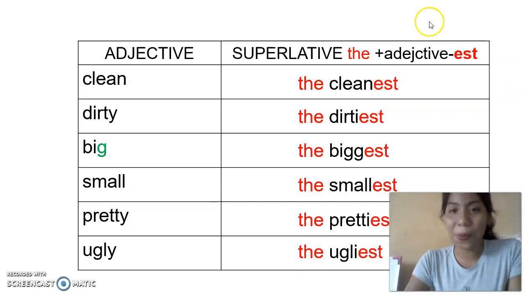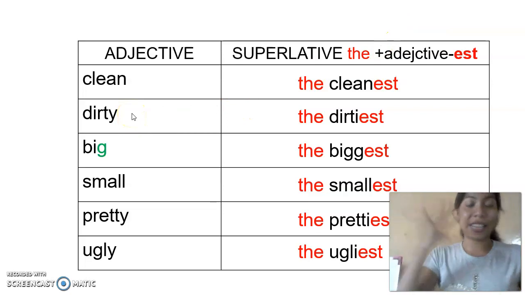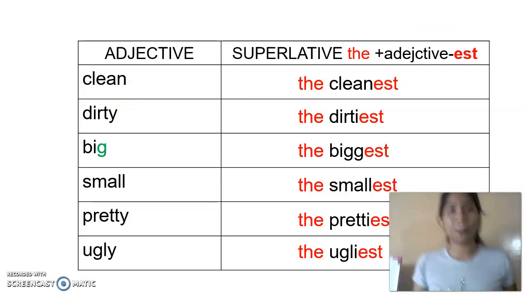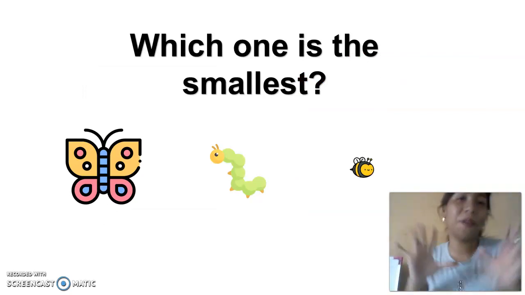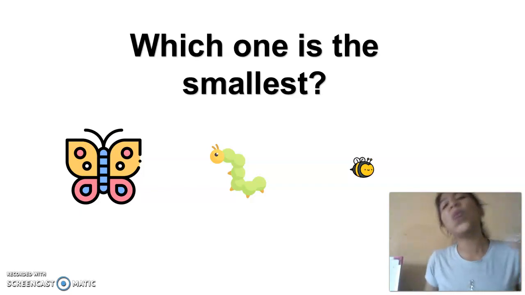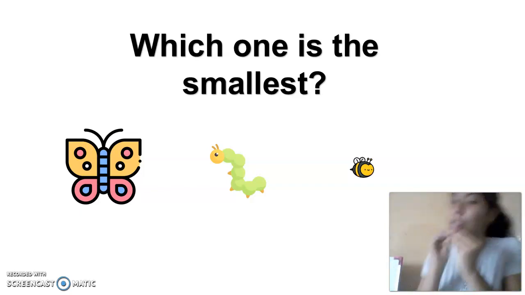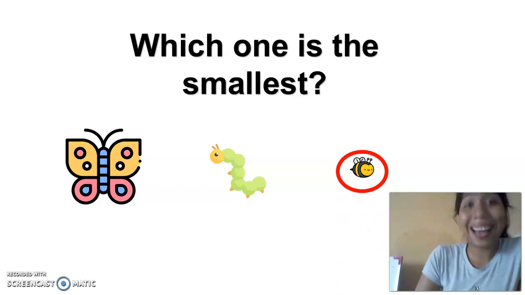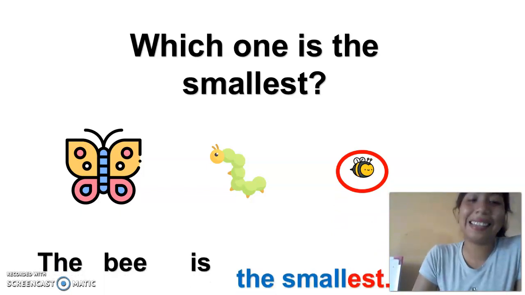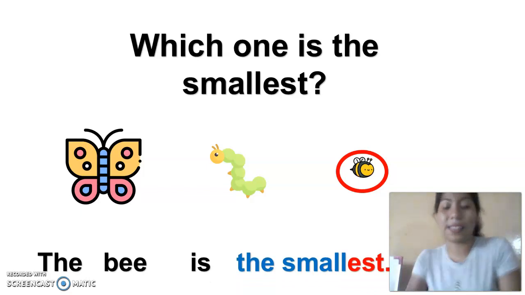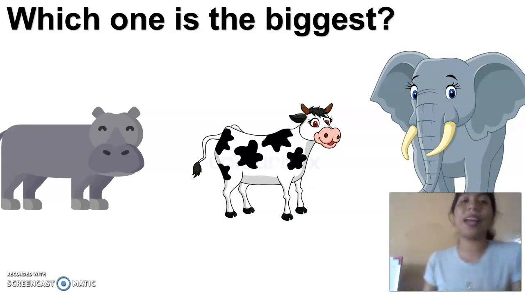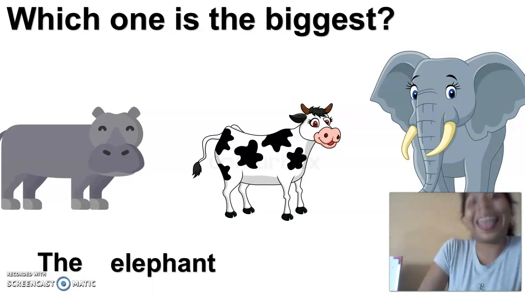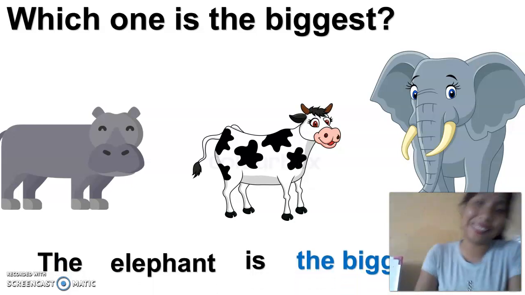Okay? It's the same rule, with the general rule and the exceptions that I mentioned before. Which one is the smallest? We have three animals, and I want to know which one is the smallest. The smallest. Okay, the bee is the smallest. Which one is the biggest? The opposite. We have three animals, and I want to know which one is the biggest. Okay, the elephant is the biggest.